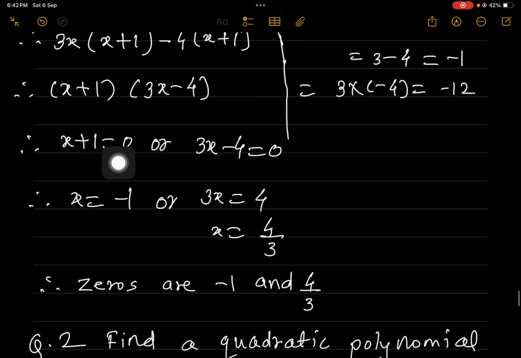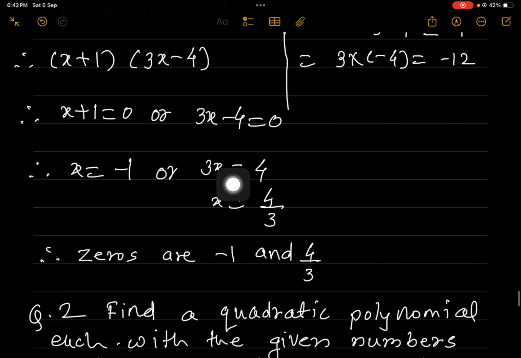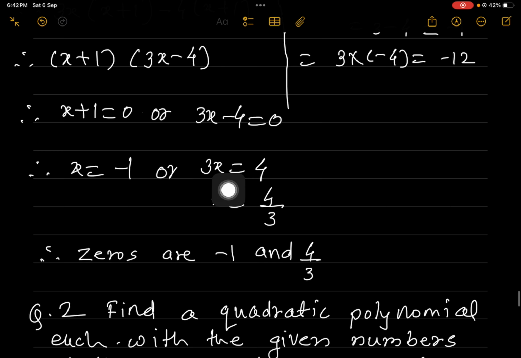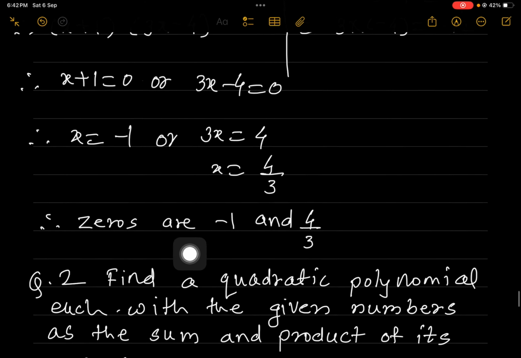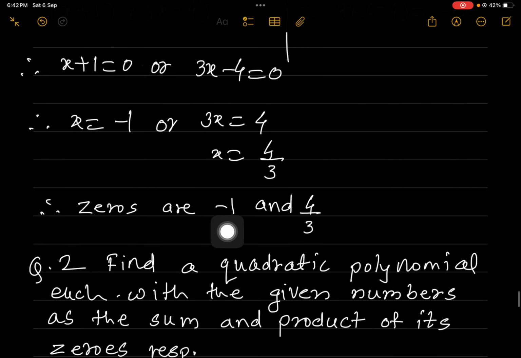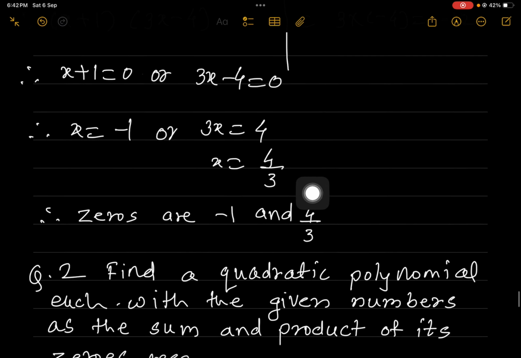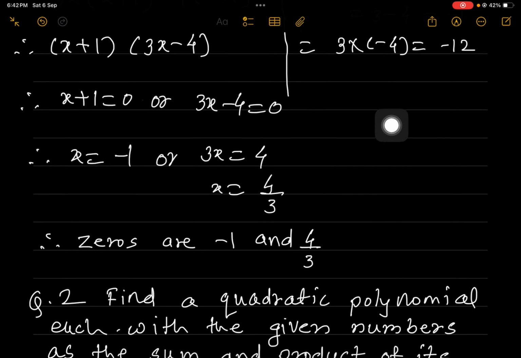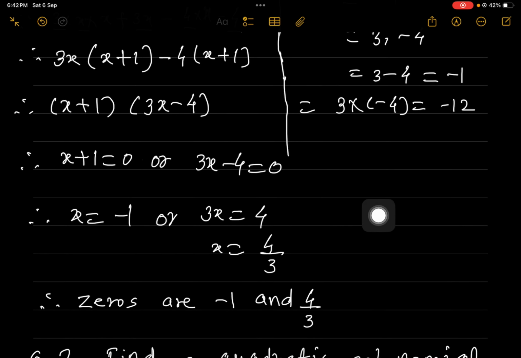So x plus 1 equals 0 or 3x minus 4 equals 0. So x equals minus 1 or 3x equals 4, so x equals 4 upon 3. So the zeros we got are minus 1 and 4 upon 3. Okay, verification you can do as homework. So we'll stop here. Hope you understood this question.